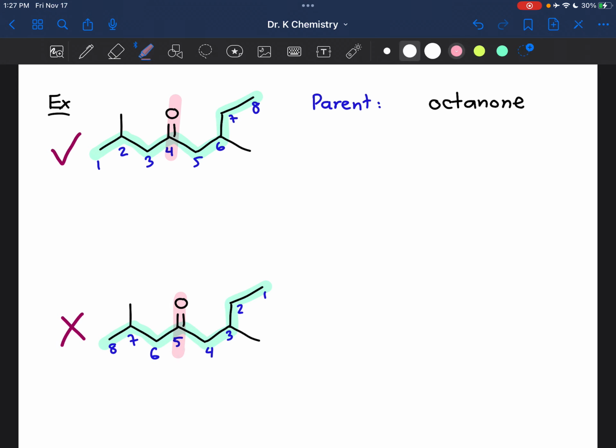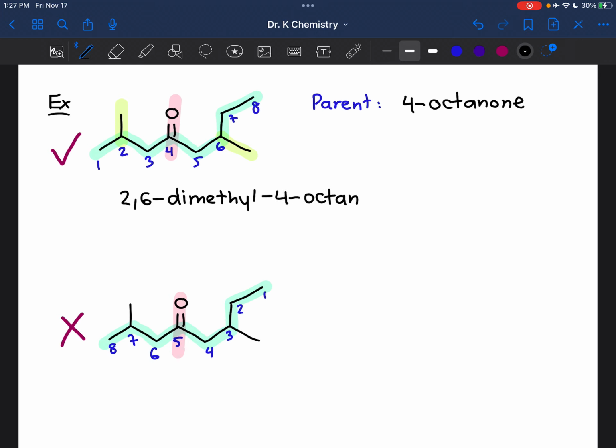Now that I have that, I'm going to name the substituents. And it looks like we have a couple of methyl groups here. They appear in carbon 6 and 2. So that will be 2,6-dimethyl. And I do need to indicate numerically where the ketone appears. It's on carbon 4, so that becomes 4-octanone. And then I put all of that together into the final name.